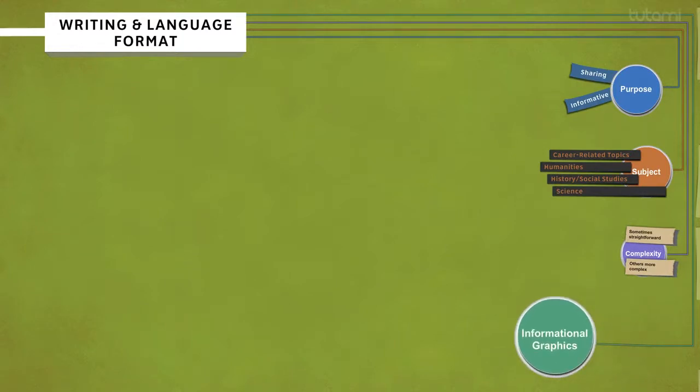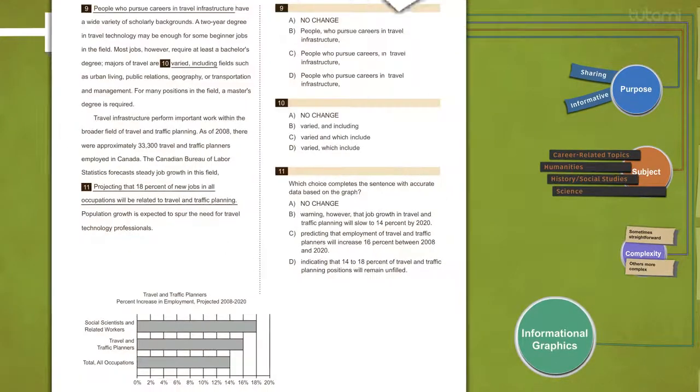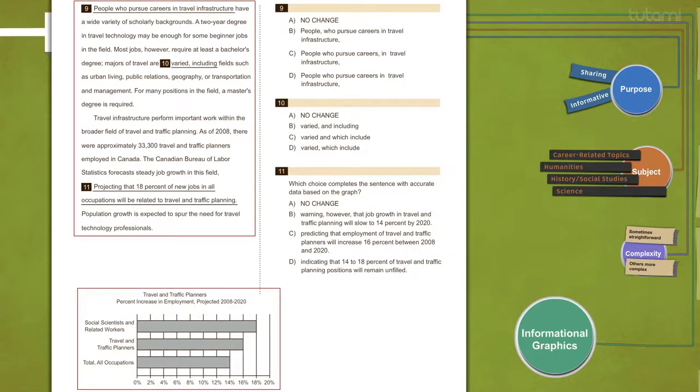Informational graphics. As I mentioned earlier, the passages might include one or more tables, graphs, or charts that relate to the topic of the passage. A graphic may provide additional support for the main idea of the passage, or questions might ask you to use info from the graphic to correct errors in the passage.